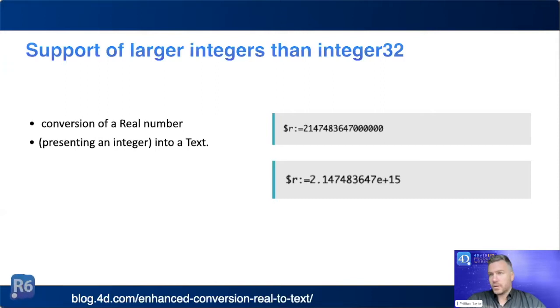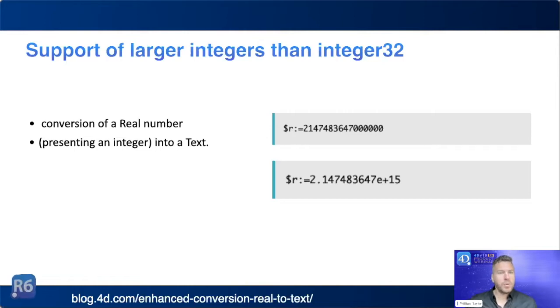Now, in 19R6, real numbers are up to 53 bits, meaning that you can go from about -9 quadrillion to +9 quadrillion with great accuracy when you store your integers in a real.